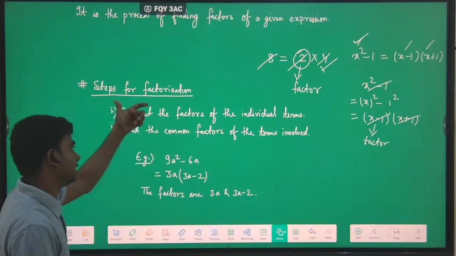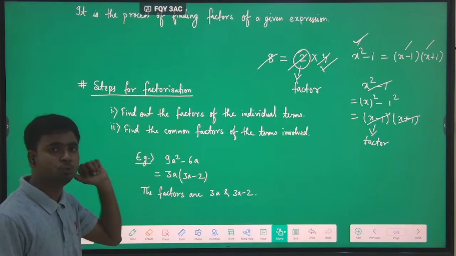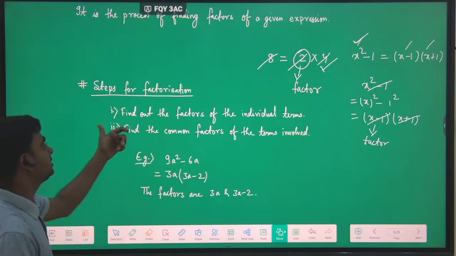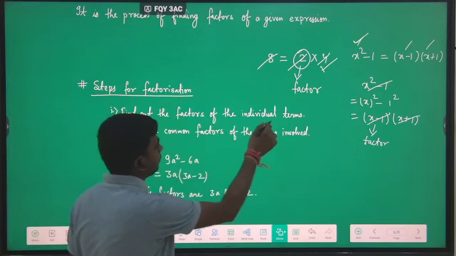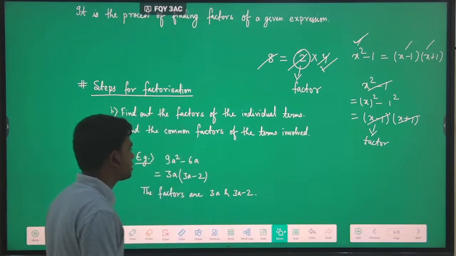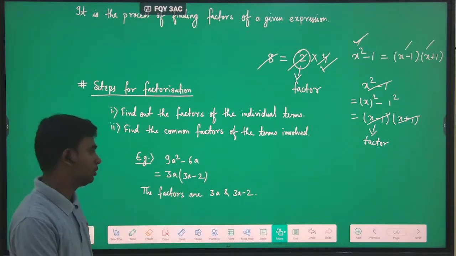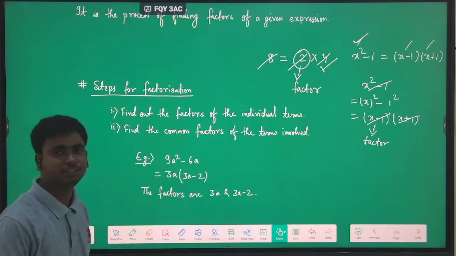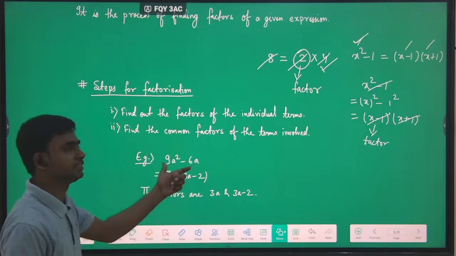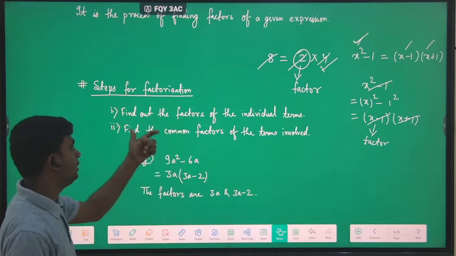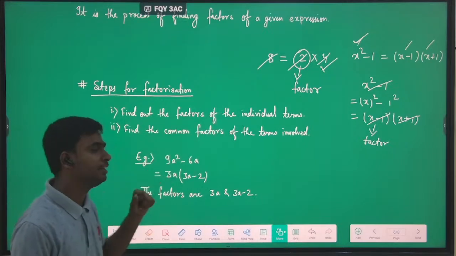So the steps for factorization. What are the steps which we use to factorize a certain algebraic expression? Our first step is to find out the factors of the individual terms. Let us suppose that we have 9a square minus 6a. This is our algebraic expression and we have to factorize this.